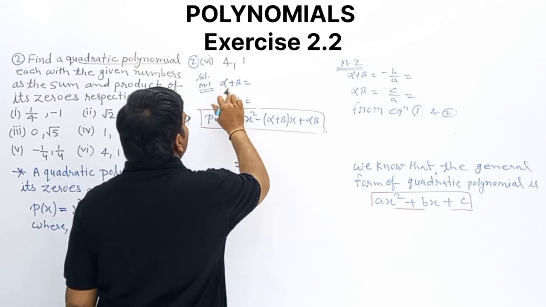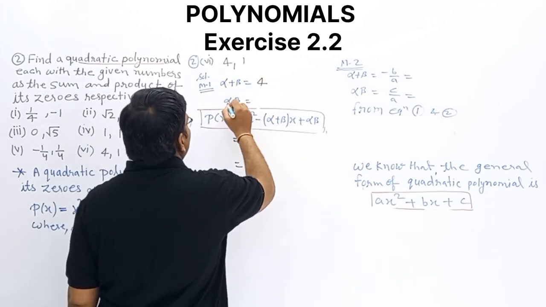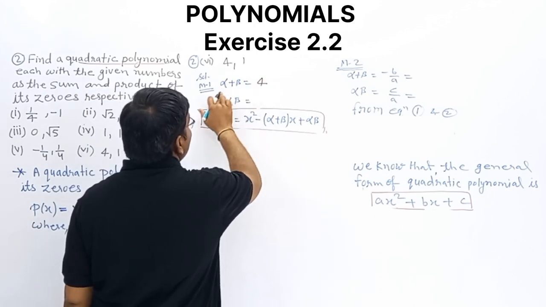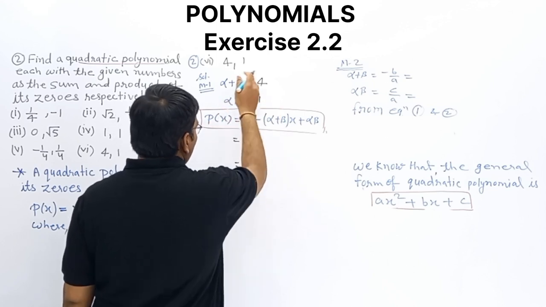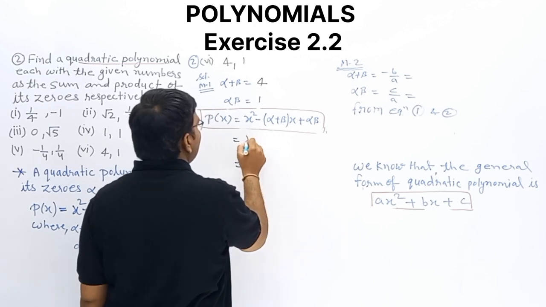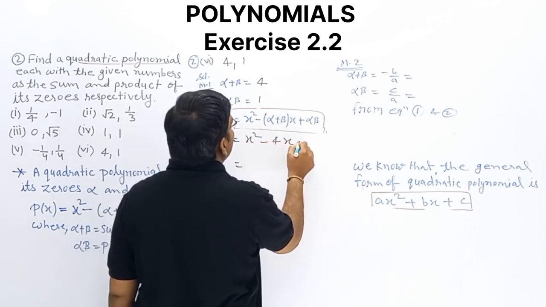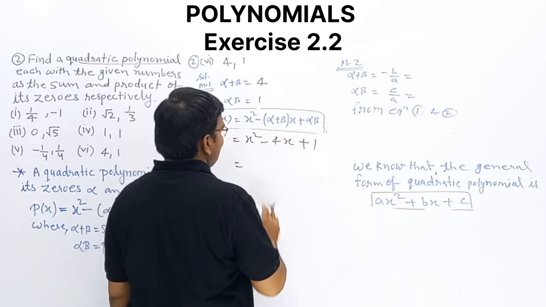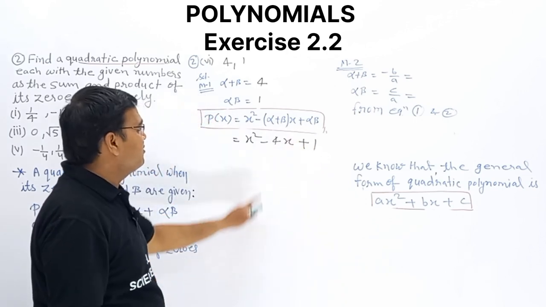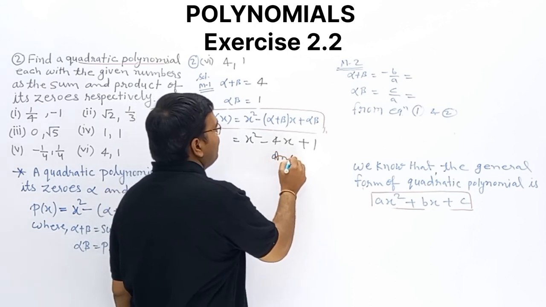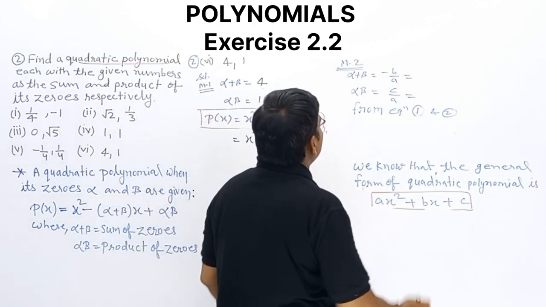Last one we are having sum of the zeros is what? 4. Product of the zeros will be what? 1. Put these values in this formula. X square minus 4x plus 1. So directly we are getting this one. There is no denominator part. Directly this one will be our required answer.